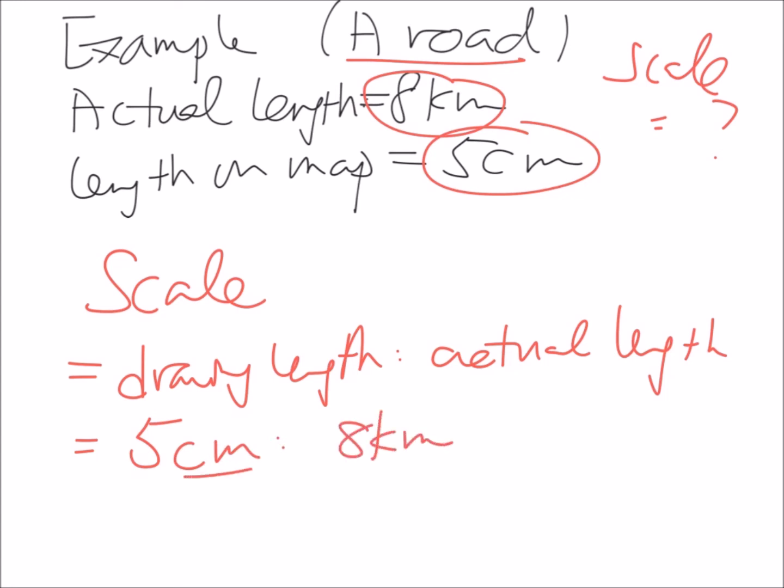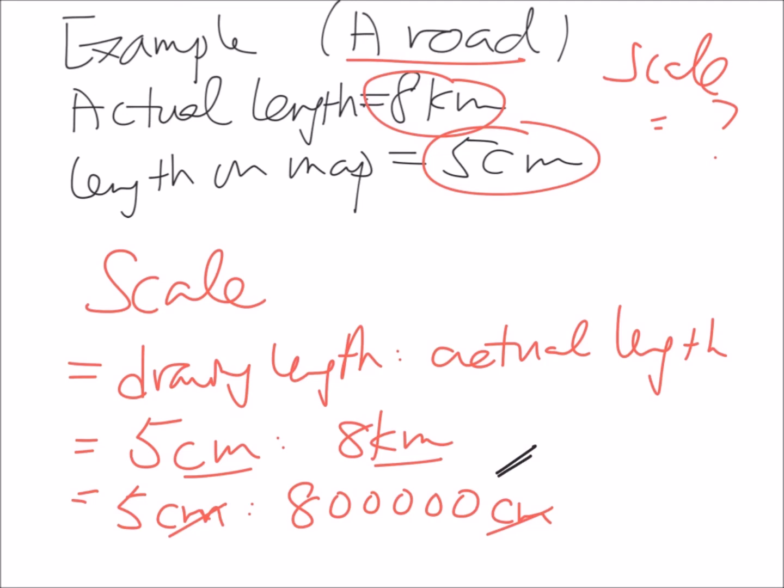But because they have different units, we need to do some conversion. We know 8 km equals 800,000 cm. Okay, no unit now. And of course, this ratio can be simplified. That means it equals 1 to 160,000. So that means that for this map, for this road, the scale we use is 1 to 160,000.